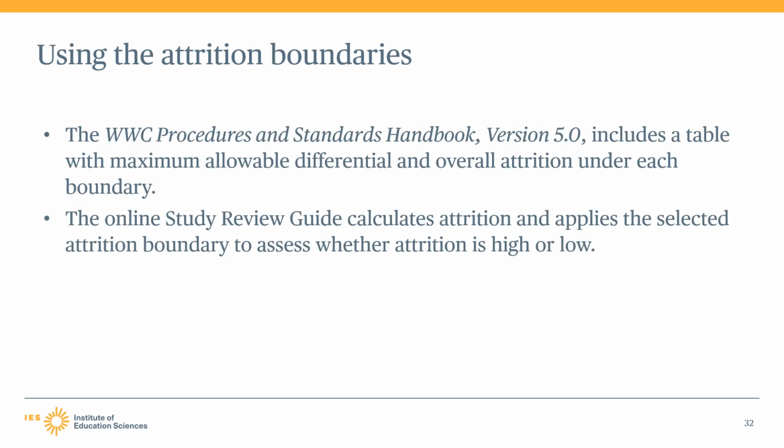The WWC has several resources available related to these attrition assessments. The handbook includes a table with the maximum allowable differential attrition for any given level of overall attrition under the optimistic and cautious assumptions. The Online Study Review Guide, or OSRG, a tool that WWC reviewers use to conduct study reviews, provides reviewers with quick and easy tools for calculating attrition rates using built-in formulas. After entering initial and follow-up sample sizes into the OSRG, the tool calculates and assesses attrition for reviewers. The OSRG is the subject of Module 12 in this training series. Finally, to learn more about the WWC attrition model, you can review the WWC white paper on Assessing Attrition Bias, which is available on the WWC website.